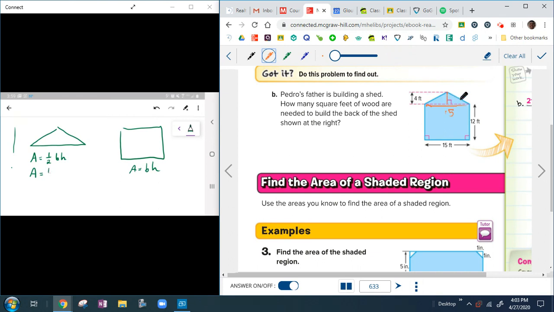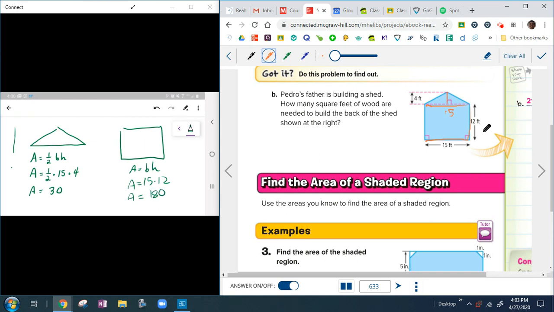So back to my work, I'm going to type those in or write those in. Base was 15 and my height is 4. If I take half of the 4, I get 2 times 15. That gives me 30. Now I got to work on my other guy. Okay. If we look over to the right here, we see the base and the height meet at right angles there. So that would be area equals 15 times 12. And I calculated this earlier to 180.